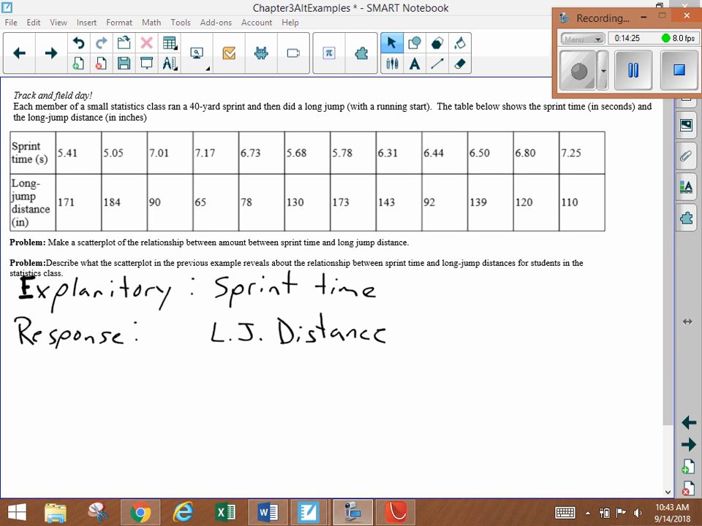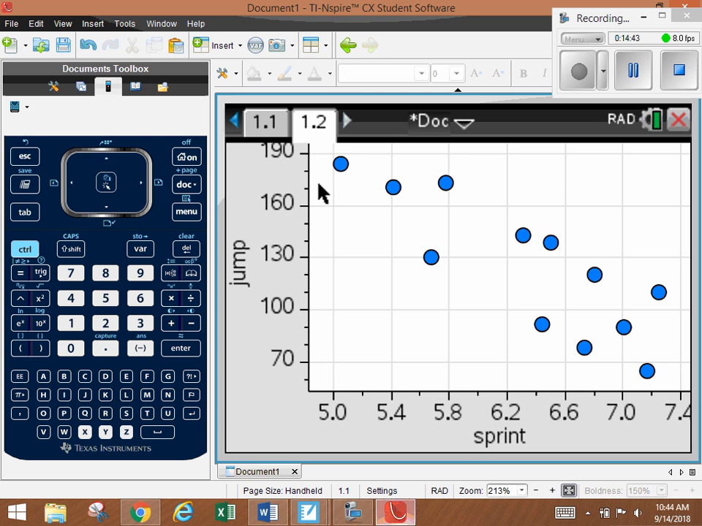All right, so the problem, and I know it's really hard to see from where you are, is: describe what the scatter plot in the previous example reveals about the relationship between sprint time and long jump distances. So let's look at our graph again. I'll say it, and then hopefully I'll remember it so you can write it, since we're on a different screen. But remember, when we're asked to describe it, we want to talk about its form, direction, strength, and any extreme values.